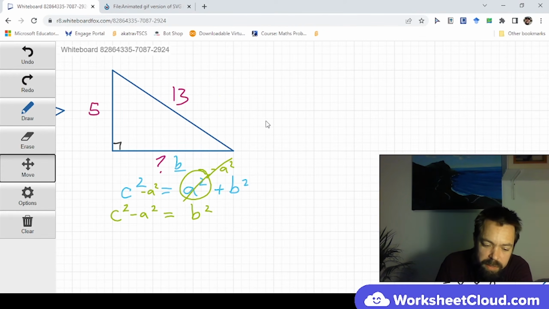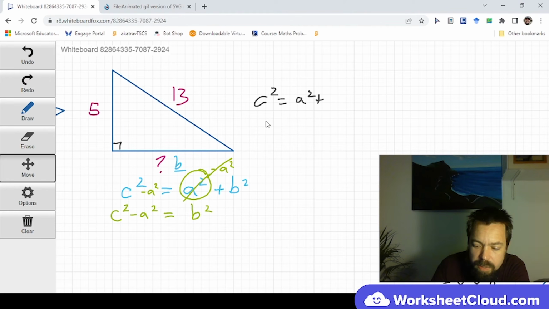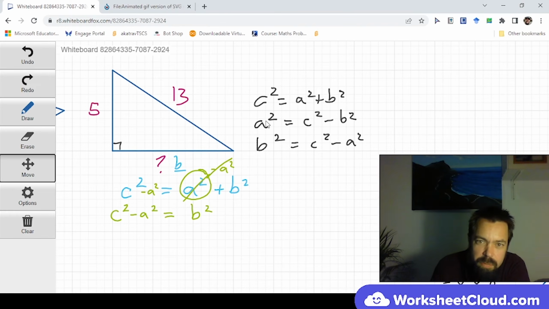Now, if this is really not an area of strength for you, you can memorize the 3 different formulas because it's either going to be c squared equals a squared plus b squared, or it's going to be a squared equals c squared minus b squared, or it's going to be b squared equals c squared minus a squared. But the only thing that's really changed there is you've just shifted things around. I would suggest just be comfortable changing the formula. It's easier than trying to remember 3 things.